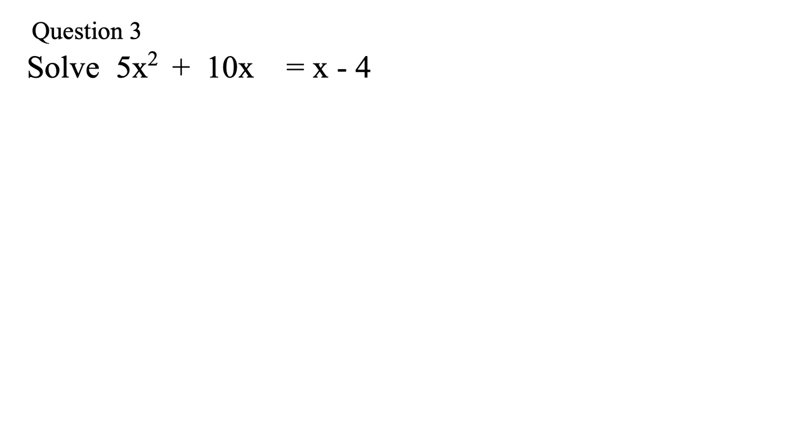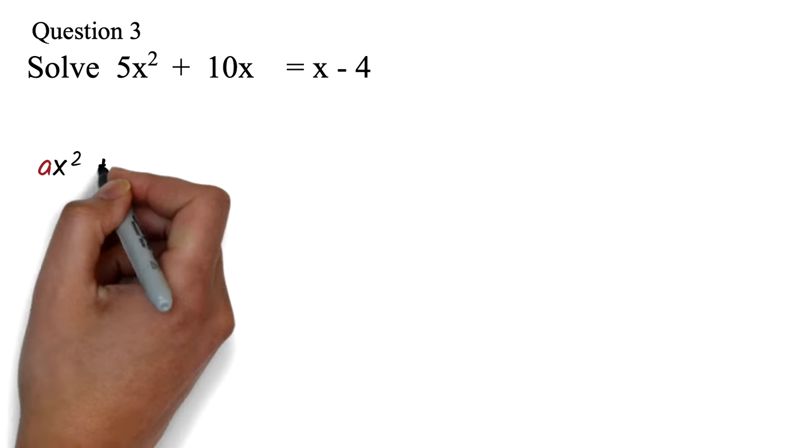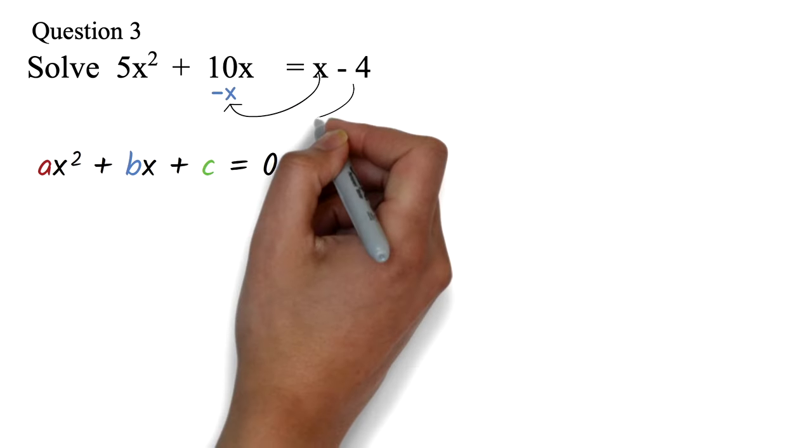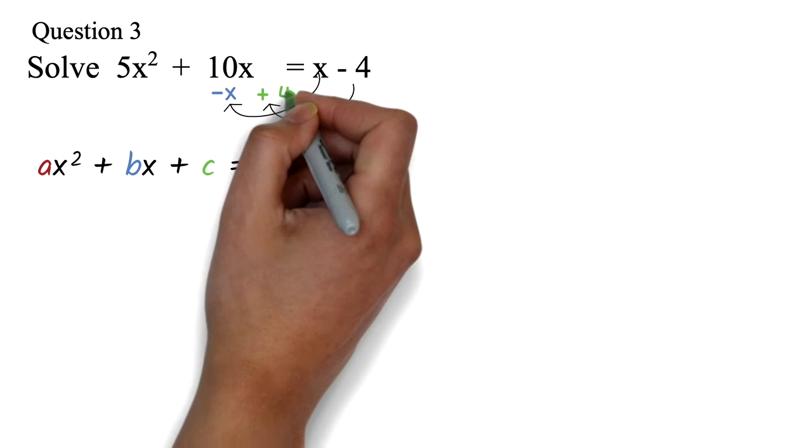Question 3. Solve the quadratic equation 5x squared plus 10x equals x minus 4. We will be using the quadratic formula. First, make sure your equation is in the form ax squared plus bx plus c equals 0. That means everything is on one side of the equation and 0 is on the other side. This is not in that form. We have to move the x and minus 4. Since the x is positive, we'll move it across the equal sign to become minus x. Since we have minus 4, we will move it across the equal sign to have positive 4.